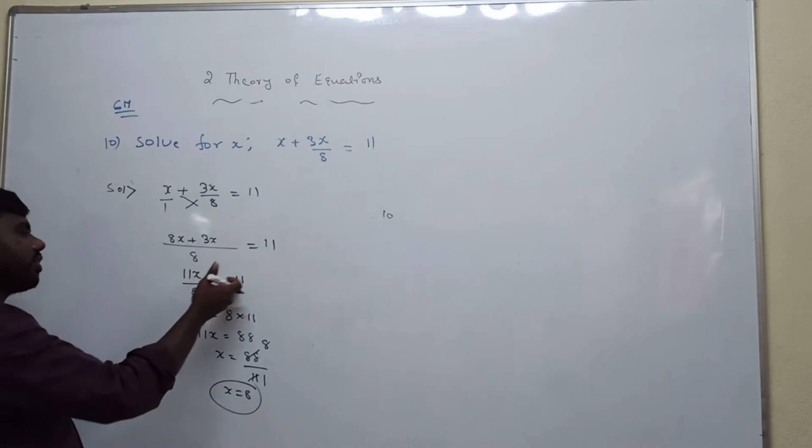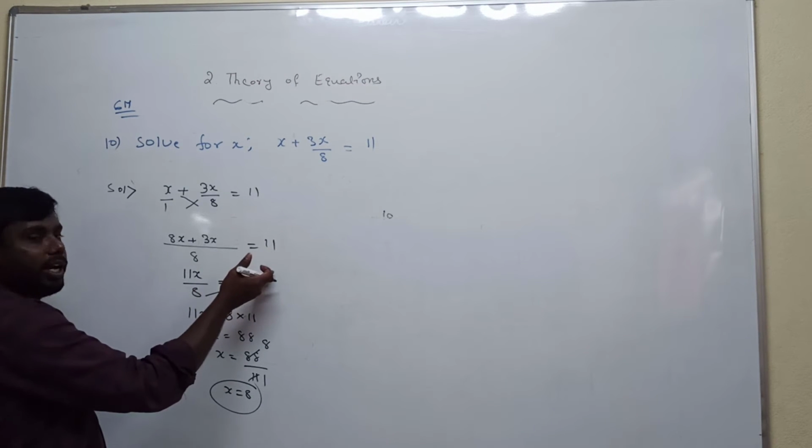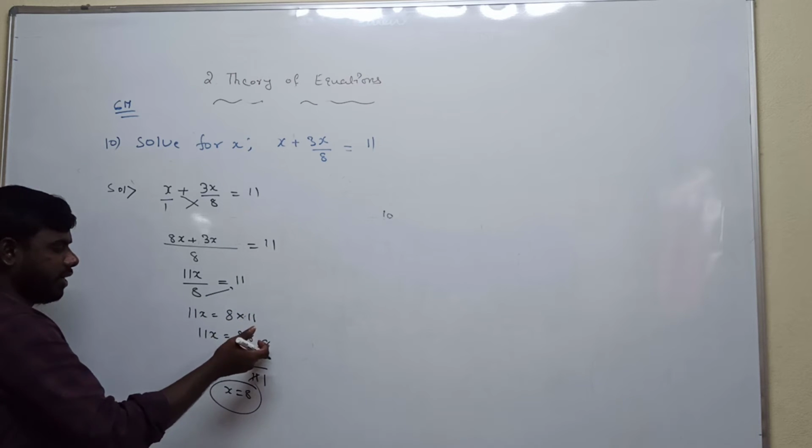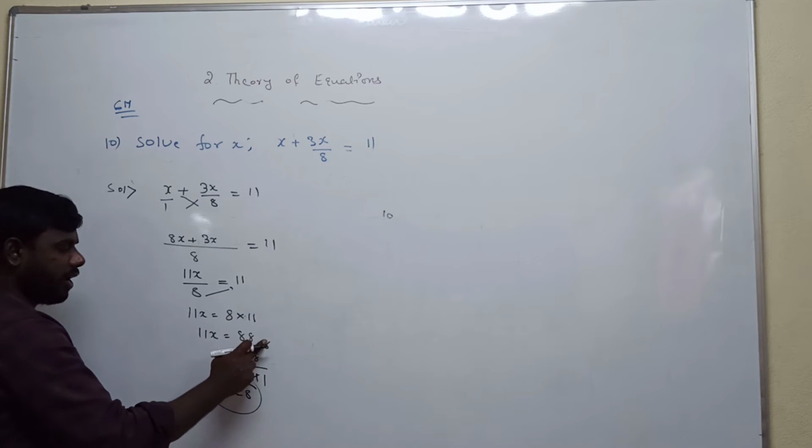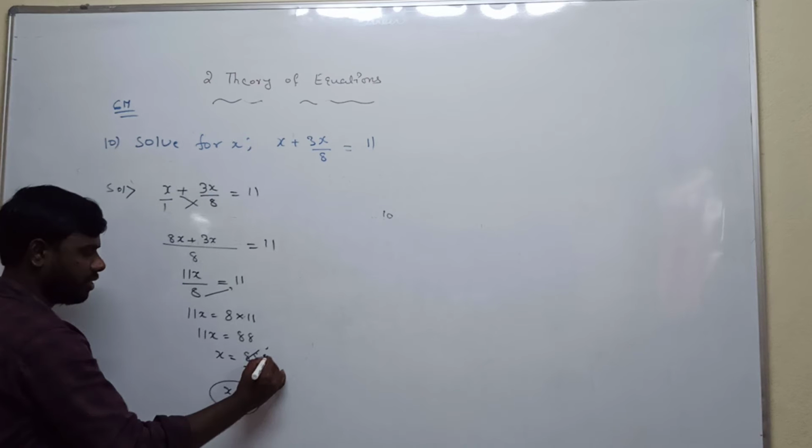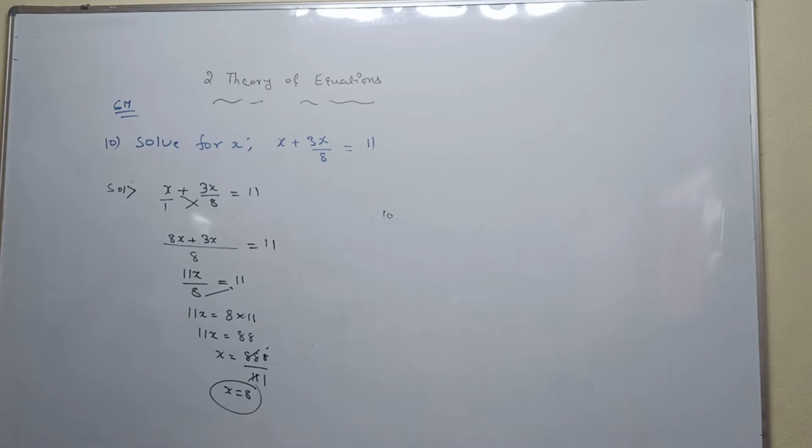After that, in the cross product, 8 will go to the numerator. So 11 into 8 is 88. So 11 ones are 11, 11 eights are 88. The final answer is x equals 8. Understood? The next question.